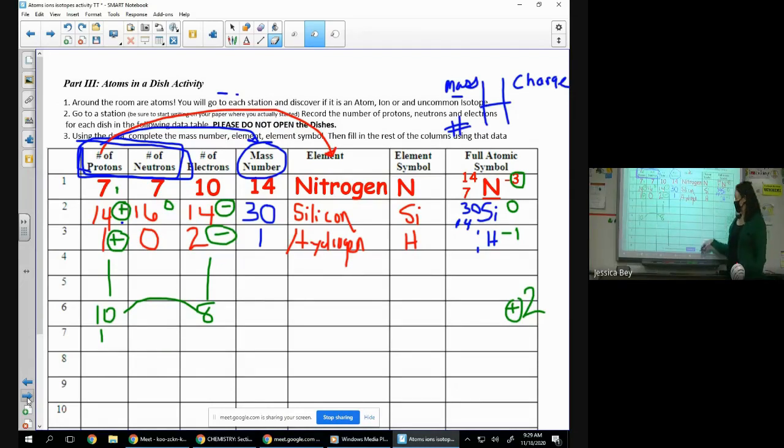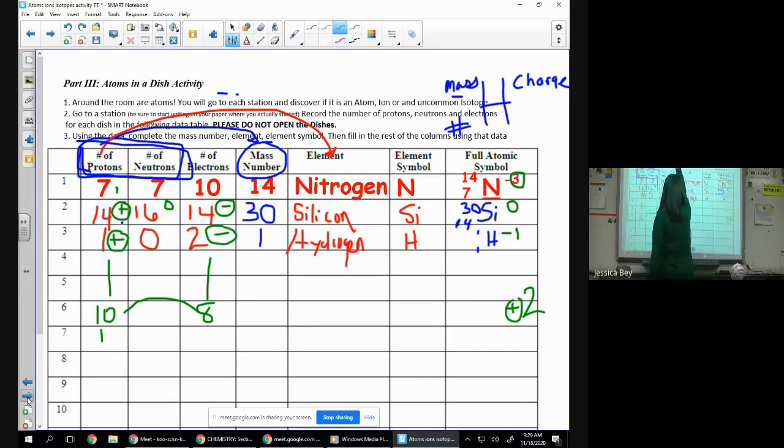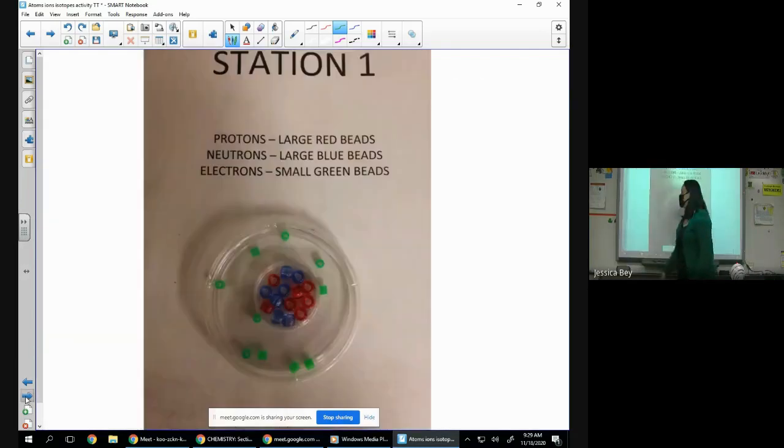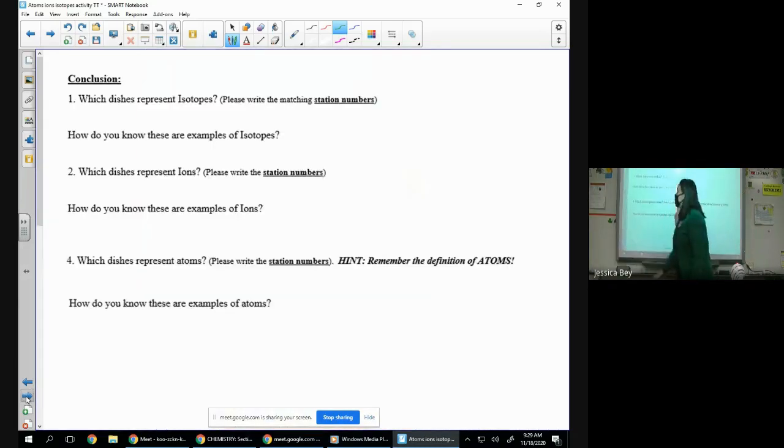Remember, to get this, you go into the Tuesday folder. And that's the slideshow, so you're going to count a few more of those. Then you have to do the post-lab questions. Once you have all your information here, it's going to ask you which ones are isotopes. Remember, when you have isotopes, you have to have a pair.